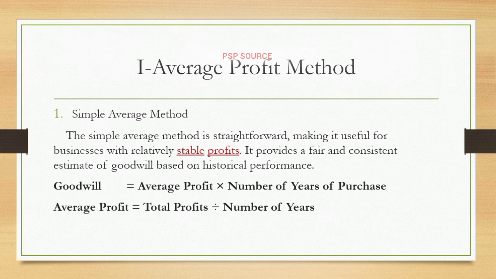So here is the formula for the simple average method. Goodwill equals average profit into number of years of purchase. Number of years of purchase means the average profit that is expected to continue in future. Okay, the average profit that is expected to continue in future is called the number of years of purchase. Average profit equals total profits divided by number of years.